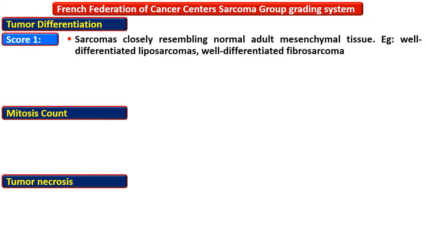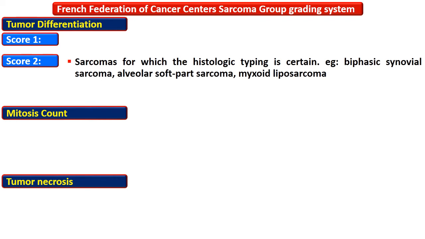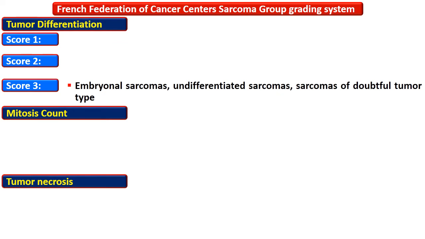The score is given 1 when sarcoma closely resembles normal adult mesenchymal tissue, for example in well differentiated liposarcoma and well differentiated fibrosarcoma, and score is given 2 when sarcoma for which the histological typing is certain, such as biphasic synovial sarcoma, alveolar soft part sarcoma and myxoid liposarcoma. A score is given 3 for the sarcoma of the doubtful tumor type, such as embryonal sarcoma and undifferentiated sarcomas.